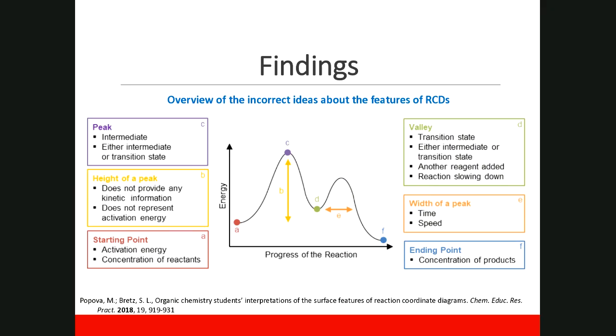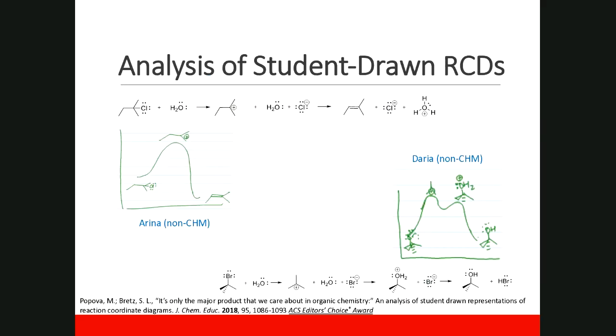So with that, let's move on to now looking at drawings of reaction coordinate diagrams and see what the students' drawings reveal to us about their ability to make connections between reactions and reaction coordinate diagrams. So here we have two reactions from our study, one substitution and one elimination. And we have two drawings from two students.